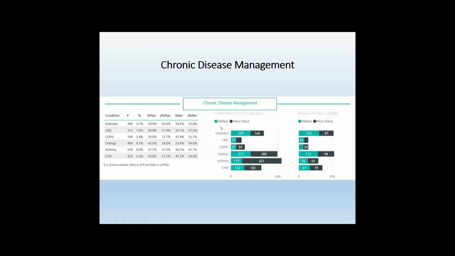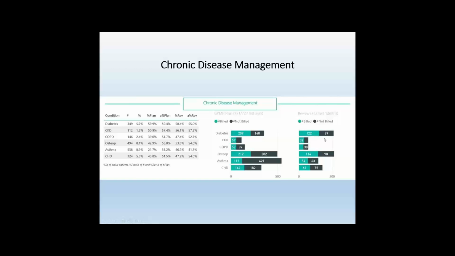So across to the graphs, looking at diabetes at the top there, the total length of that bar represents those 349 patients with diabetes, and it's telling us that 209 of those patients were billed for a GPMP in the last 2 years, and 140 were not.